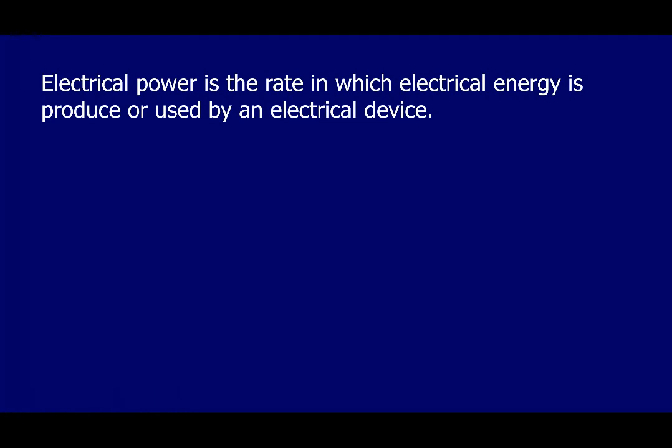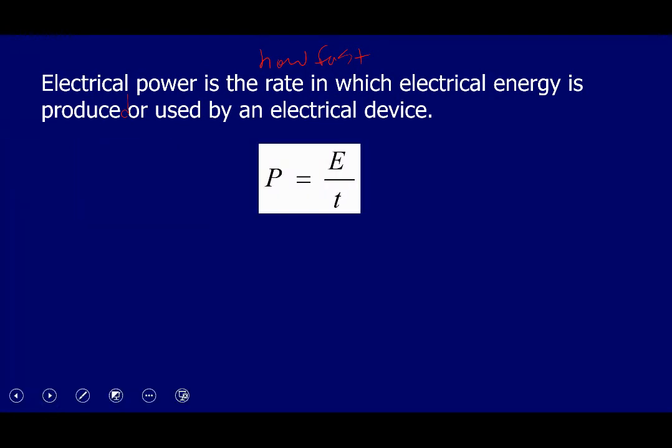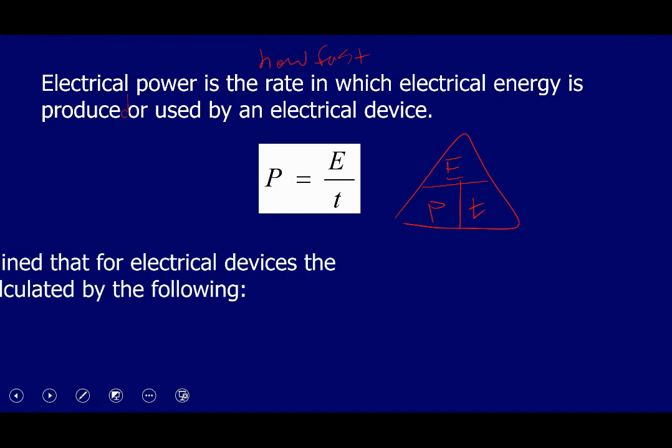Okay. So electrical power is the rate, or how fast, that electrical energy is produced, used, generated. It's how fast things are happening with regards to energy. It is equal to energy divided by time. If you prefer a triangle, it's energy over time, just like that. As always, I'm going to be going fairly quickly through this. You guys pause it where you need to write things down.